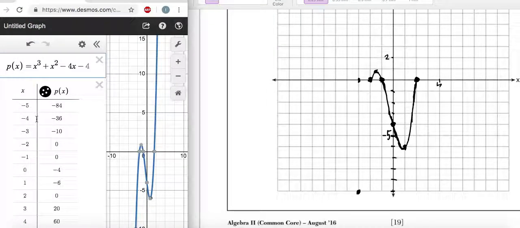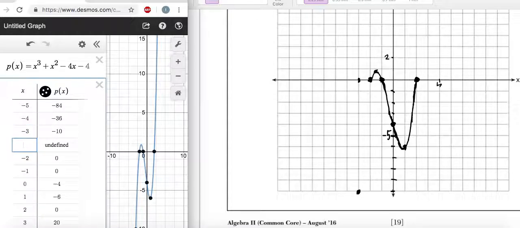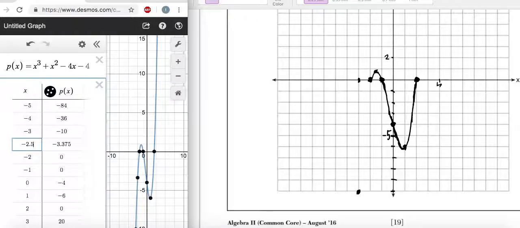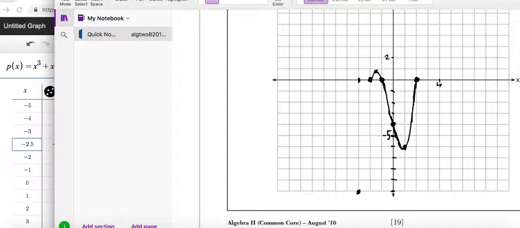I like to add some points in between just to help guide me as I get my points. So if it's -3, -10, I'll just add, let's say, -2.5 in between, just so I have an extra point that I can use to guide me. So negative 1, 2.5, 1, 2, 3.75 is about right here.